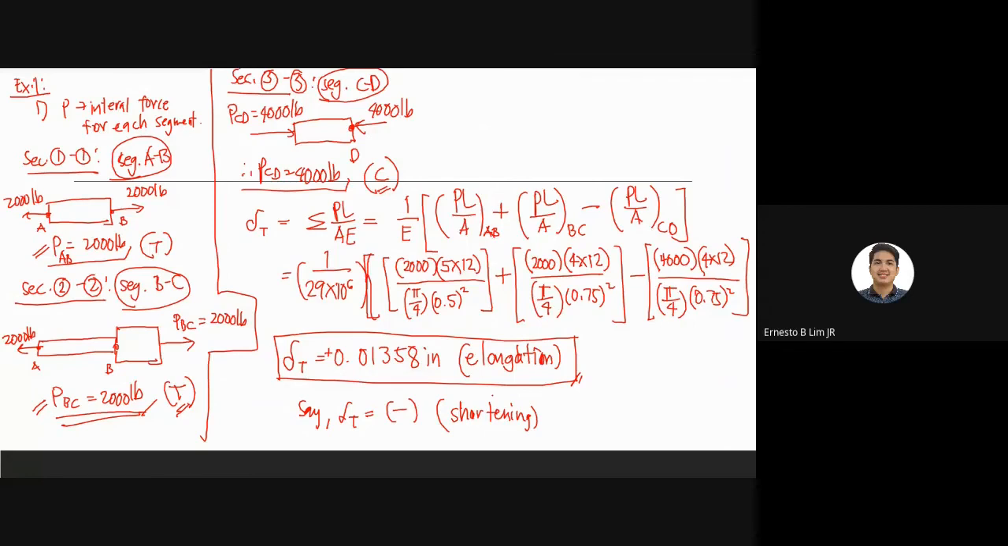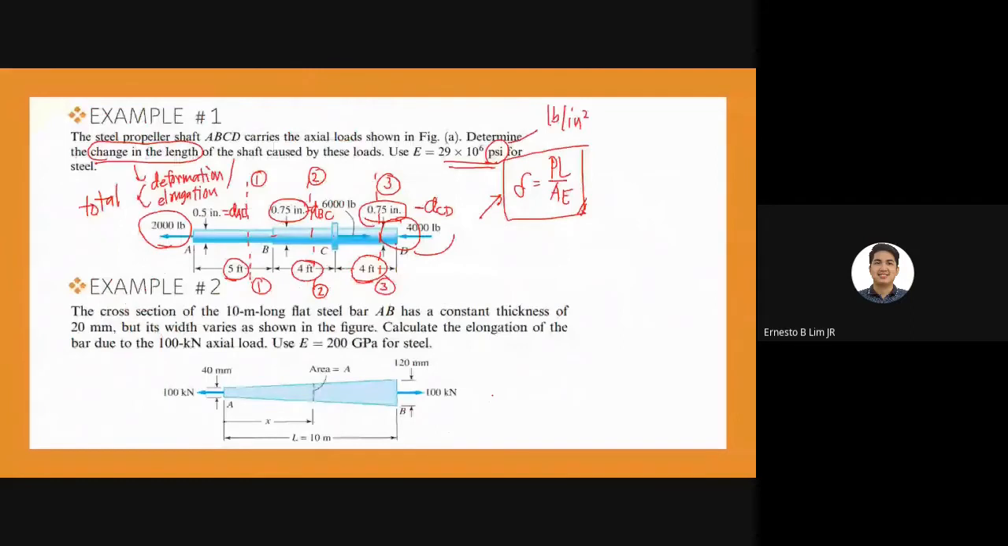So let's proceed to our last example. Example 2. The cross section of the 10-meter long flat steel bar AB has a constant thickness of 20 mm, but the width varies as shown in the figure. We are tasked to calculate the elongation of the bar due to the 100 kilonewton axial load. Use E equal to GPa for steel.